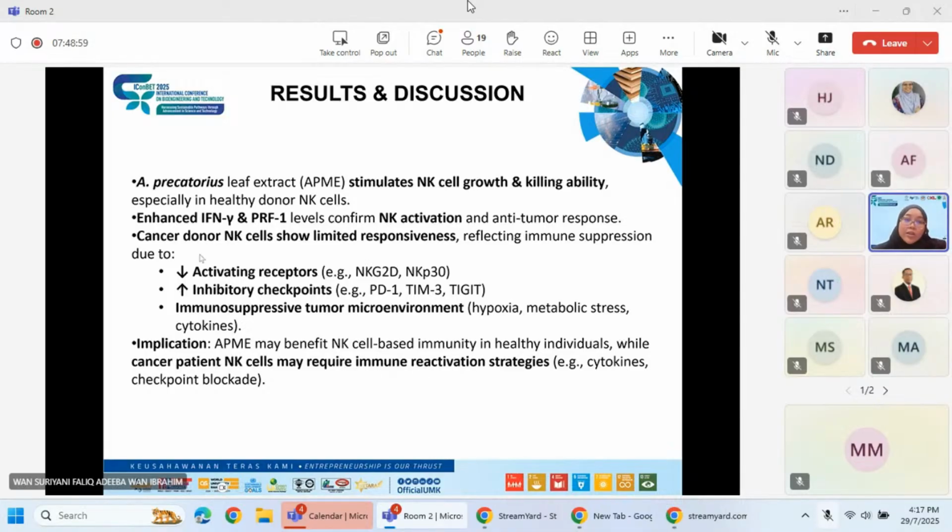Why does the cancer donor show limited response? Perhaps it happens because of the low activation of the receptors or increase in inhibitory checkpoints. This is what I call the immunosuppressive tumor microenvironment. So the outcome, we can say that APME benefits NK cell-based immunity in healthy individuals, while in cancer patients, NK cells may require immune reactivation strategies.